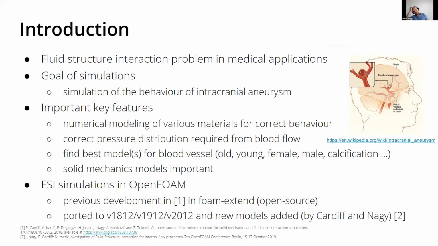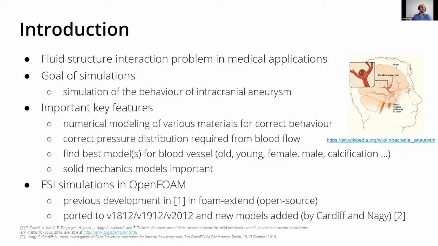So the important key feature is that we have to correctly describe numerically the material behavior of both the fluid, so the blood, as well as the material of the blood vessels. And this is the big challenge, because the blood vessels can vary from old people to young people, female people, male people, and we have to have a correct model which can describe all those blood vessels. So here, the solid mechanics part is more important to test whether we can describe the solids correctly. For that, we use FSI simulations in OpenFOAM, and for that, we use solids4foam.